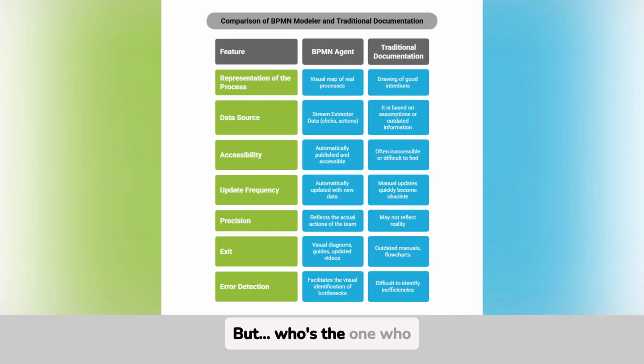But who's the one who detects what's wrong? Because seeing the process is great, but I want to improve it. That's the next agent we'll cover in the next video. The inefficiency detector. It looks at these flows, analyzes them, and tells you, with concrete data, where you're wasting time, money, or quality. And the best part, it does it automatically without you having to request a report. I want to know how to detect errors before they cost me dearly. And if I can do it ahead of my competition, even better.